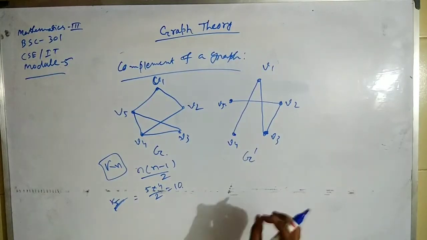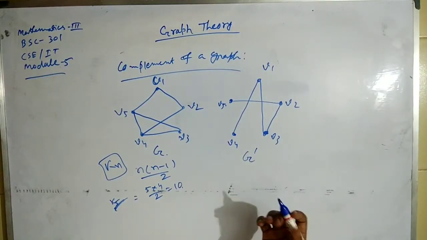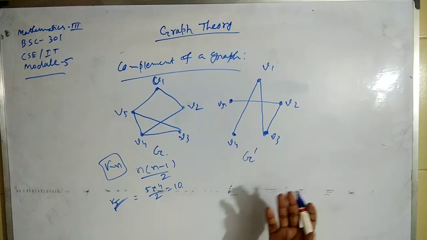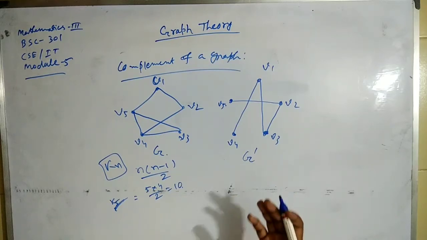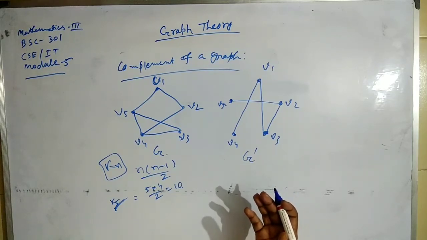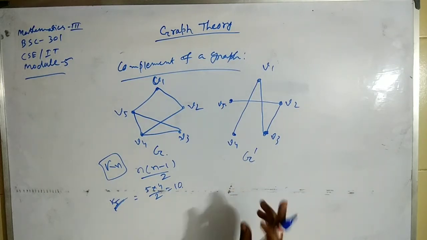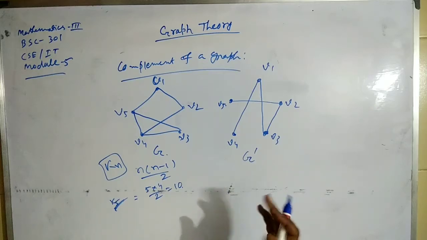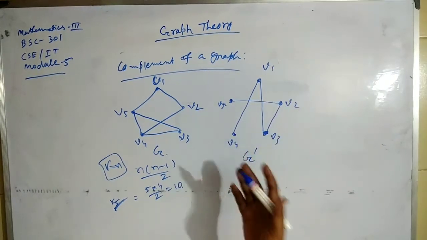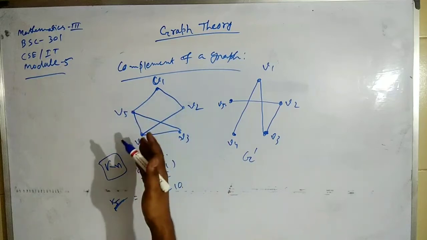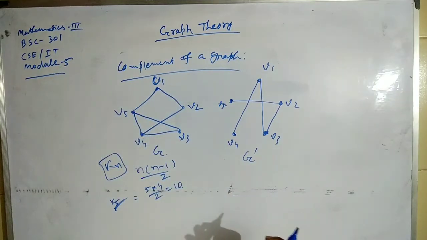So after drawing a complement graph, by counting the number of edges, you can be confirmed that all the edges in the complement of the graph have been drawn. But adjacency, you have to check yourself carefully. That is, V1 will be adjacent to V4 in the complement, since V1 is not adjacent to V4 in G. I think it is clear what the complement of a graph is.